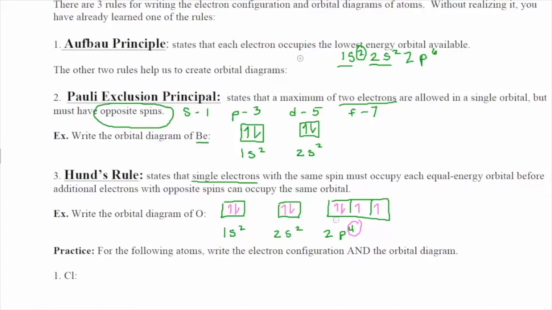All right. Now I'm going to do chlorine with you to show you how to do it, just to make sure we're on the same page. For chlorine, I'm going to first write my electron configuration. So I've got 1s2, 2s2, 2p6, 3s2, and then it's 3p5.